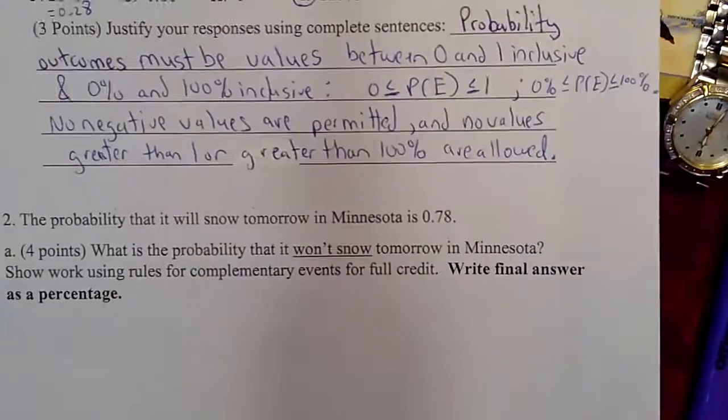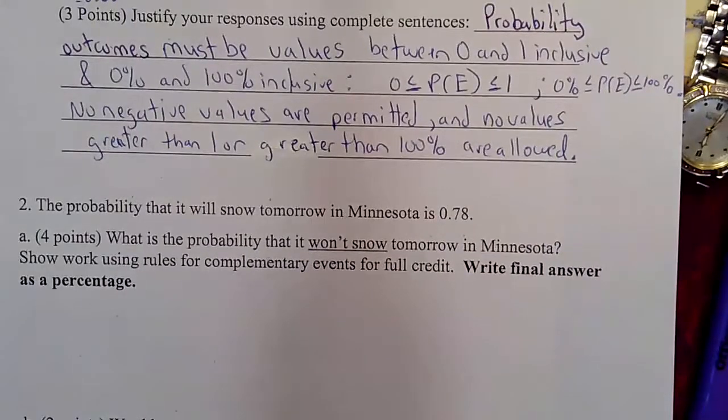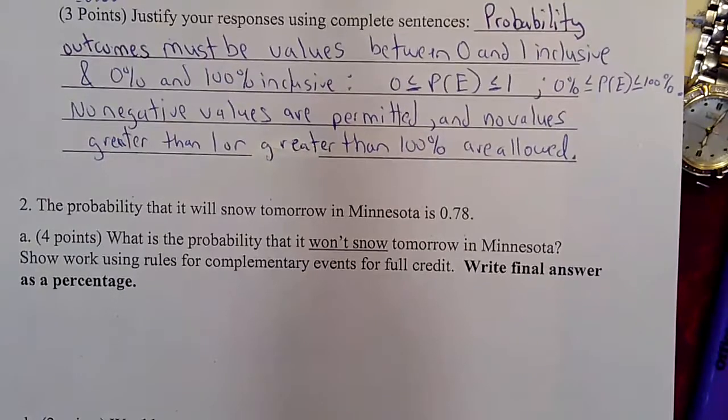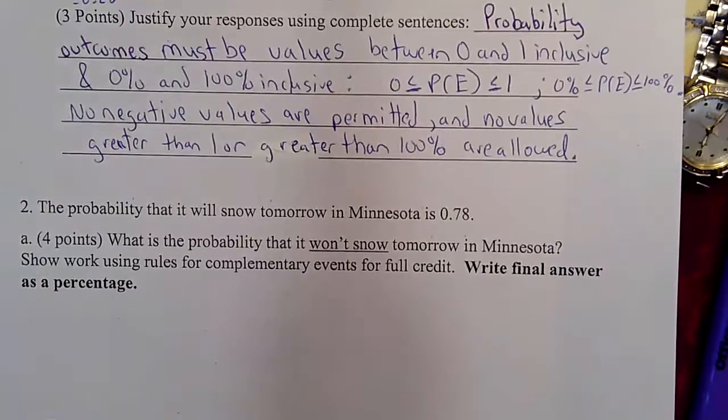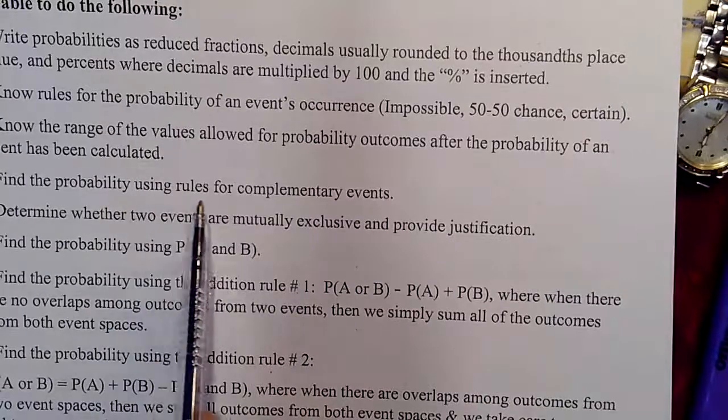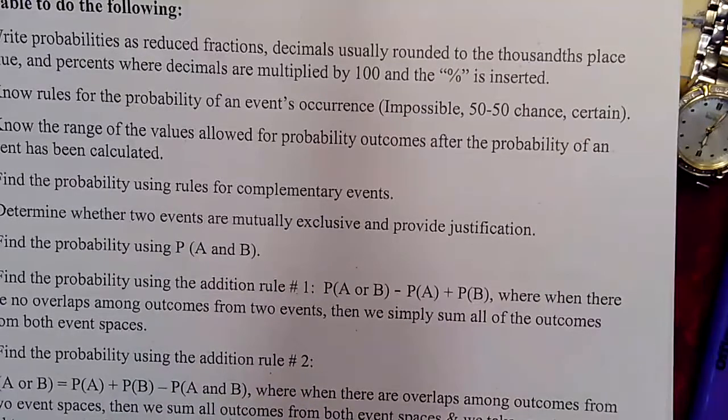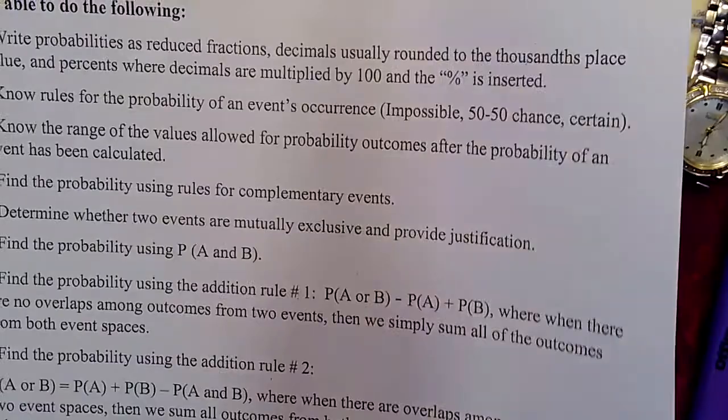Okay, the probability that it will snow tomorrow in Minnesota is 78 hundredths. What's the probability that it will not snow tomorrow in Minnesota? Show your work using rules for complementary events for full credit. Okay, so complementary events, let's see what we have on our paper about complementary events. Here it just says, find the probability using rules for complementary events, but it doesn't have the formula on there. Okay, let me see what this page does though.